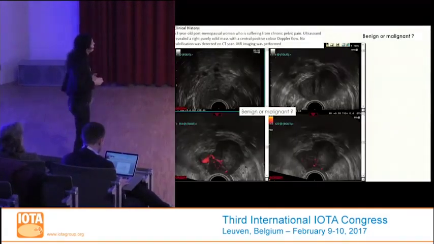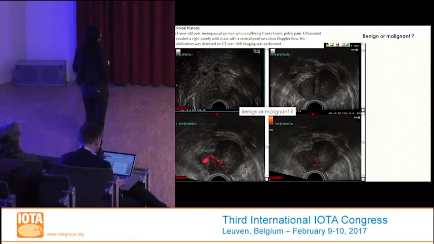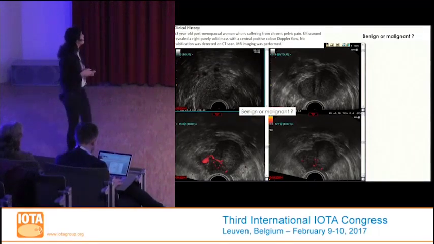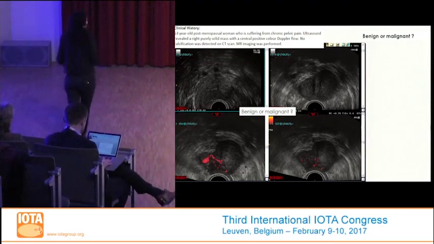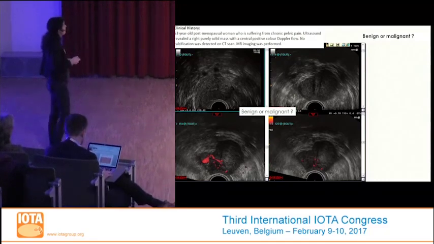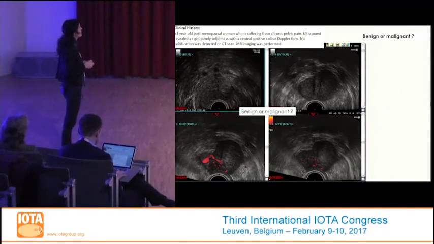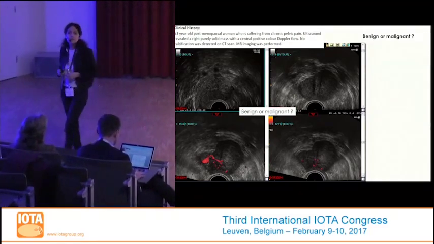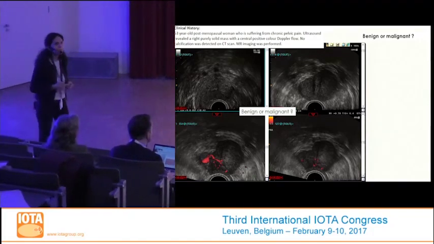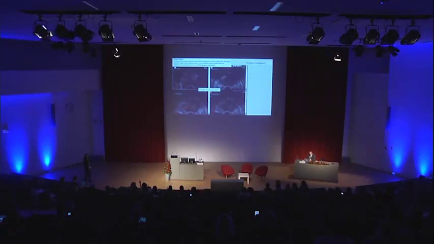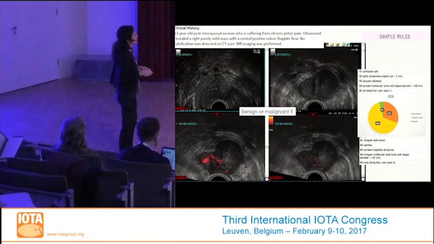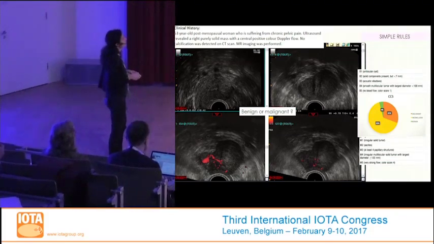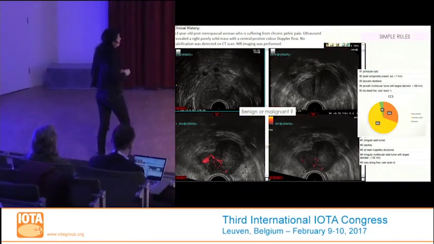Clinical case 5, okay. It's a 53-year-old premenopausal woman with chronic pelvic pain, and when we look at the ultrasonography, we have this mass with color Doppler inside. So who thinks it's benign? Okay, you think it's malignant? Okay, more. And also for the simple rules answer, a part say, okay, it's inconclusive, another part, malignant. Very few of them think, okay, it's benign.